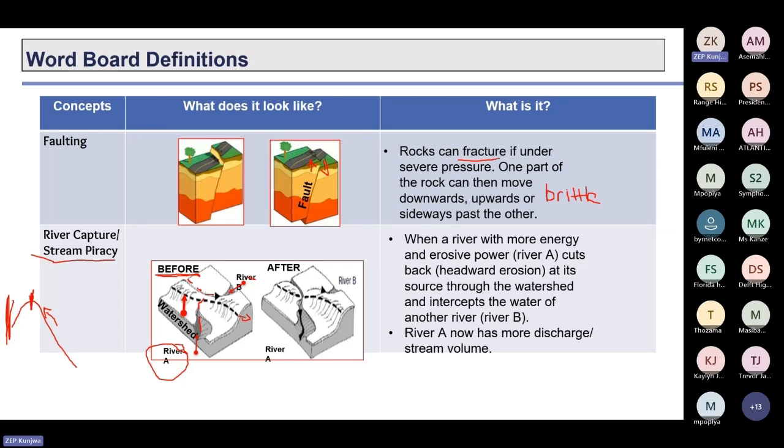Okay, let's just get the question. Someone says, can you please repeat faulting? Okay. Ms. Mpoyi, are you attending to that, or must I continue? I'm attending to it, sir. Okay. All right.